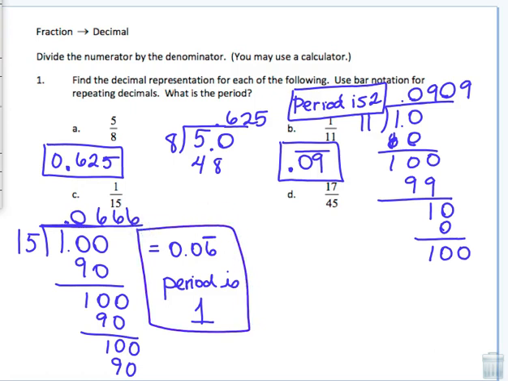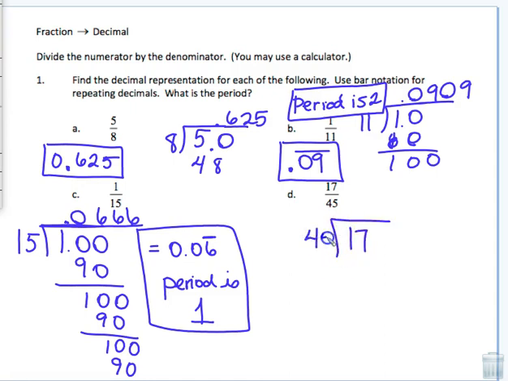And finally, our last one in this section, we have 17/45 that we want to change into a decimal. So we have 17 divided by 45, which doesn't work. So I add that 0. So we're going to take 45 into 170. That would go 3 times to give me 135. When I subtract, that would be 35, drop a 0.